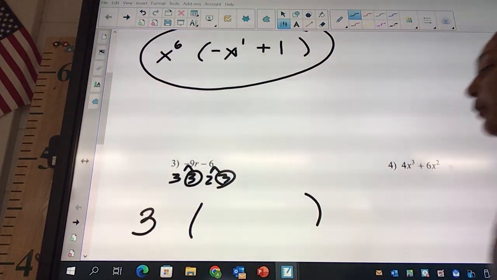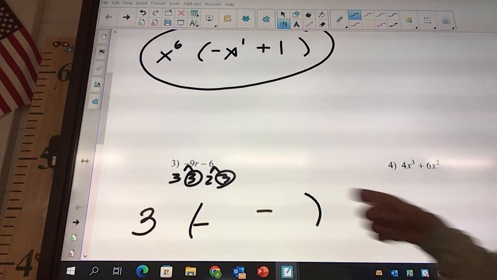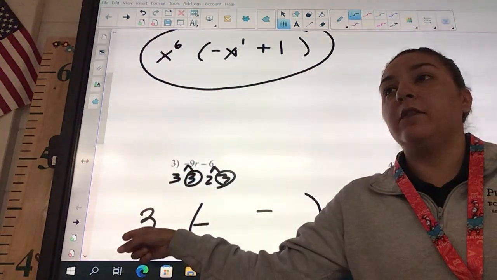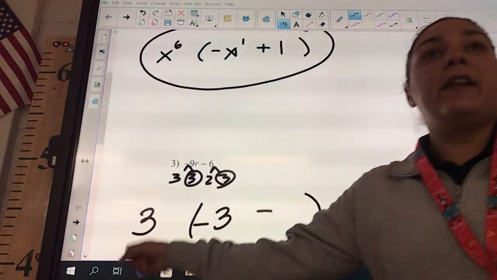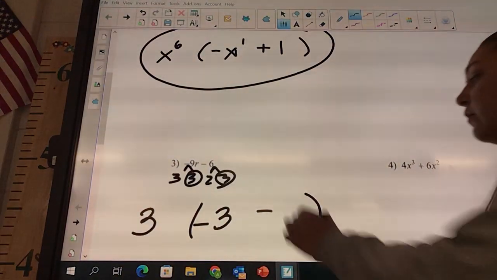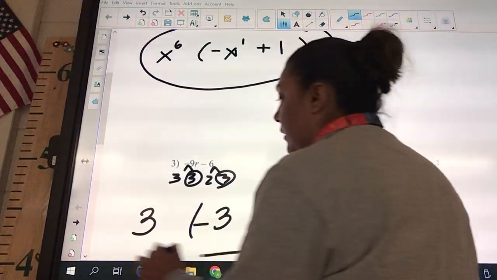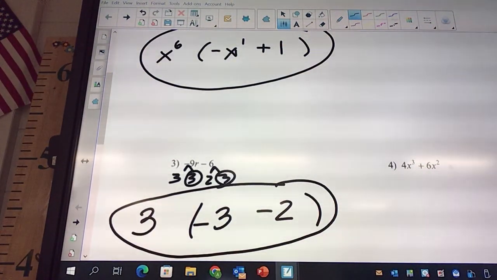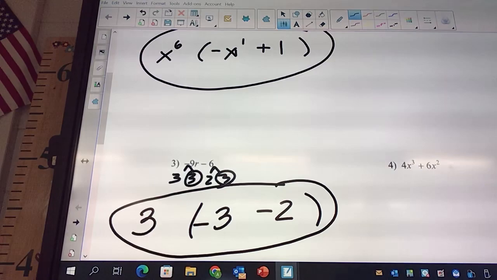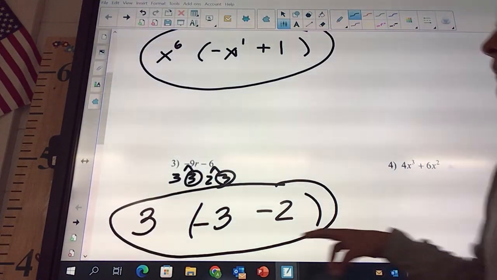So you're going to put your signs back. And the way to look at this is by division. What is 9 divided by 3? 3. What is 6 divided by 3? 2. Okay, and so this is done. And there were no letters, but if there were letters, then you would do the letters second. You would take the numbers and factor those out first, and then do the letters.